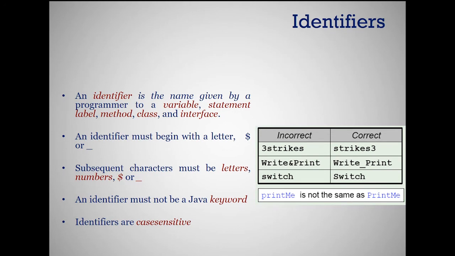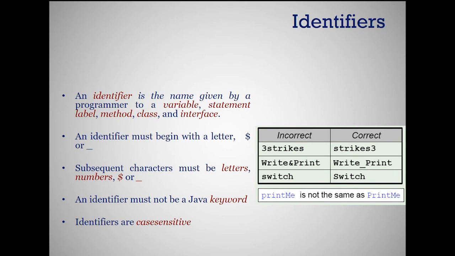So identifiers must not be a Java keyword, of course. And identifiers are case sensitive. This is what I said earlier. So small letters and big letters are different. Magkaiba sila. So here we have some samples for incorrect and correct identifier naming. Okay, so three strikes is wrong because you cannot have a number as your first character. That is why the correct one is strikes3.